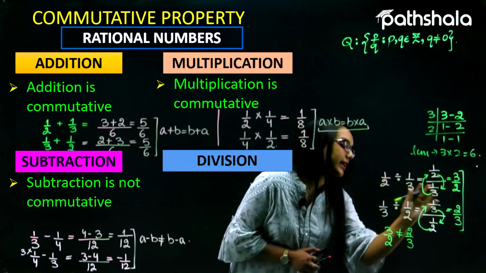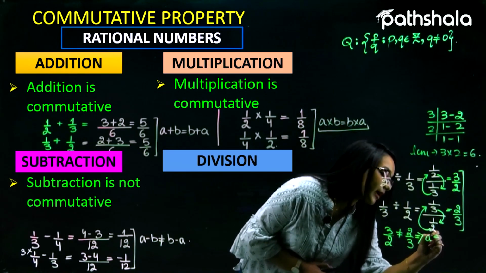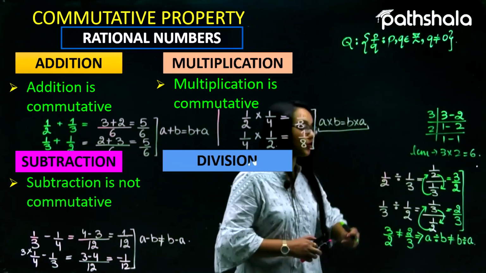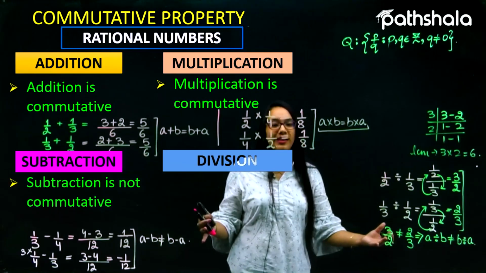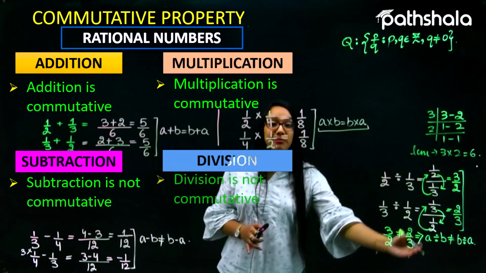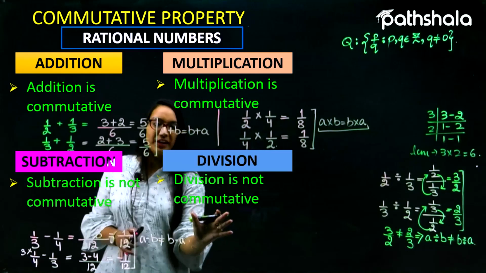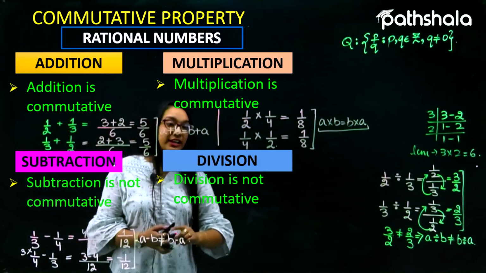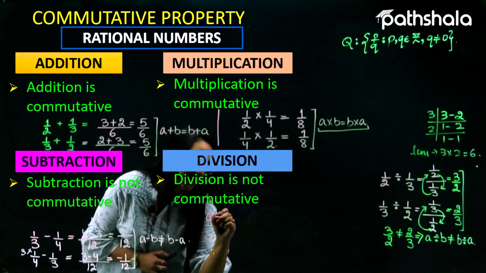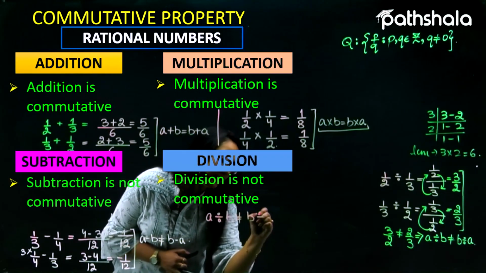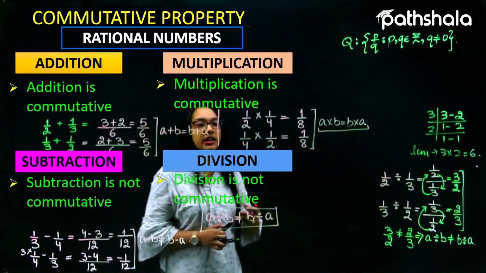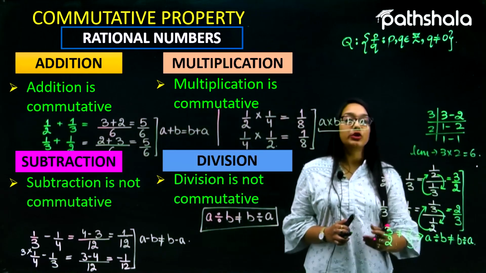From this example, it means that A divided by B and B divided by A are not equal to each other. So are they commutative? Obviously not, they are not commutative. Why so? Because A divided by B can never be equal to B divided by A. It means that division is not commutative in nature. Division is not commutative. Why so? Because from this example, the conclusion is that A divided by B can never be equal to B divided by A. So hence division for the rational numbers is not commutative in nature.